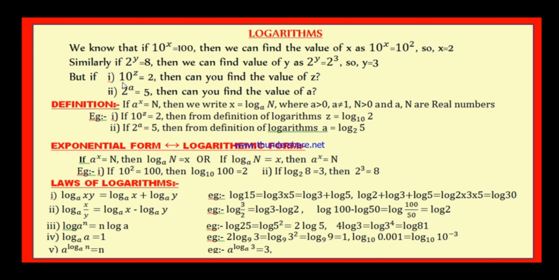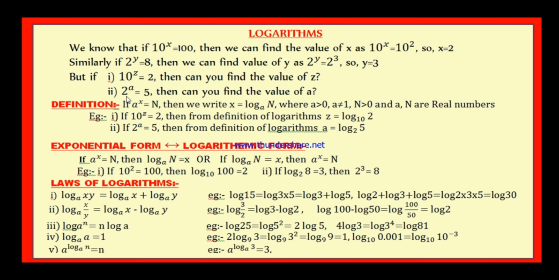But if the questions are like this, for example, if 10 power z is equal to 2, then can you find the value of z by using this knowledge? Here, in order to find the value of z when 10 power z is equal to 2, you have to write 2 to the base of 10. But 10 power 0, 10 power 1, 10 square, 10 cube, 10 power 4, no value is equal to 2. Therefore, you cannot write 2 to the base of 10, so you cannot find the value of z by using the above knowledge.